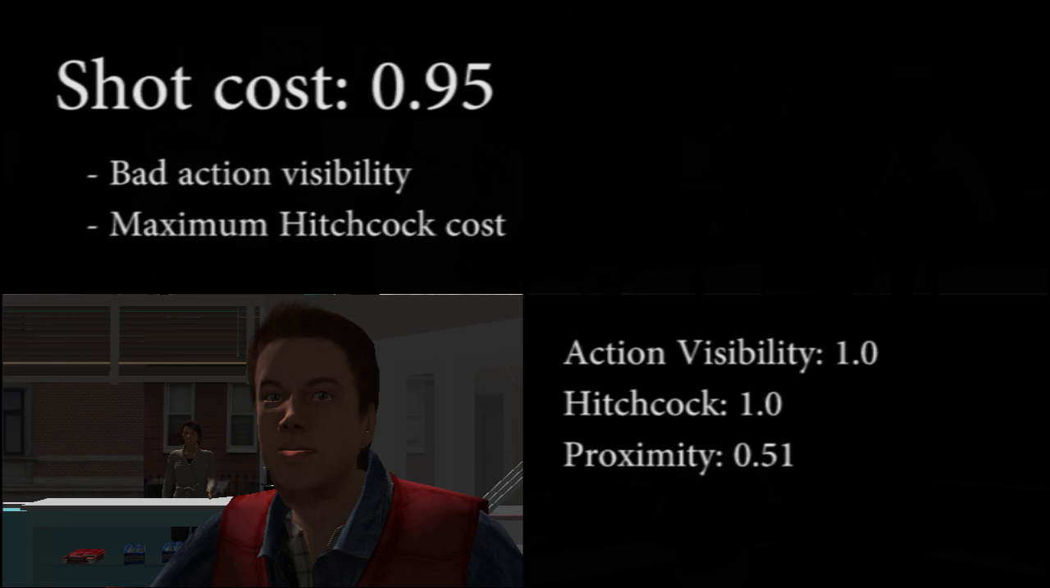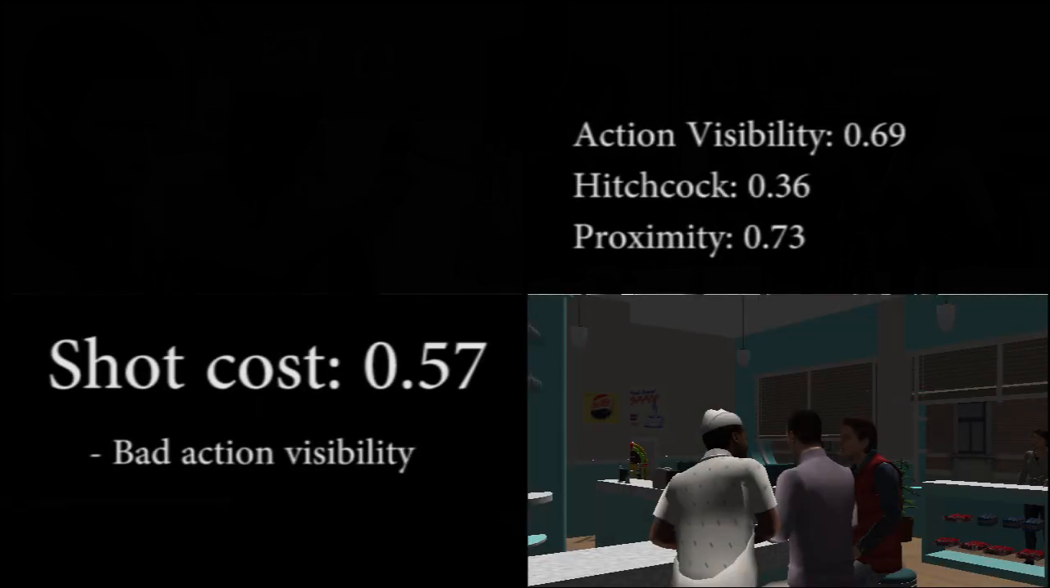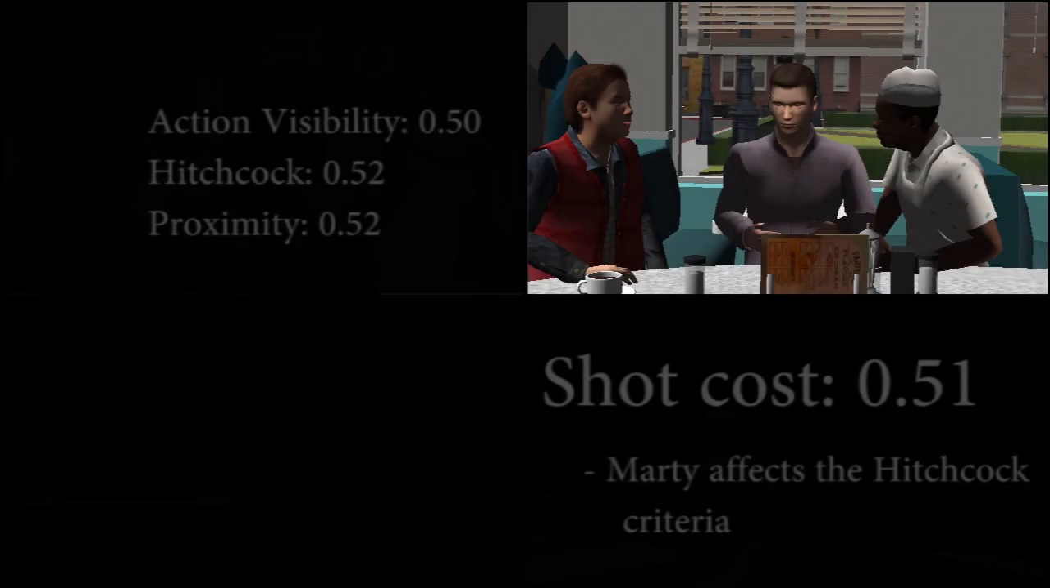This shot has a very high cost. First, it does not show the main characters, and second, according to the Hitchcock rule, the size of the character on the screen should be proportional to its importance, which is not the case here since Marty is not involved in the action. Other shots are evaluated in the same way, and we can now select the best shot for the current instant.